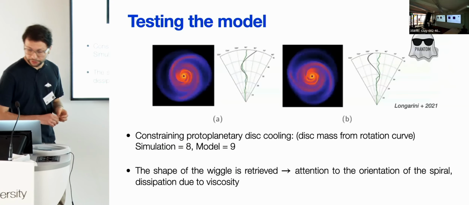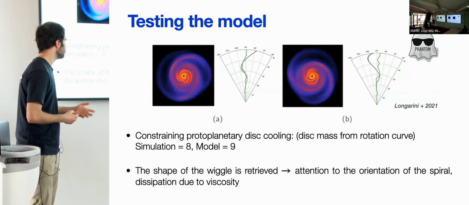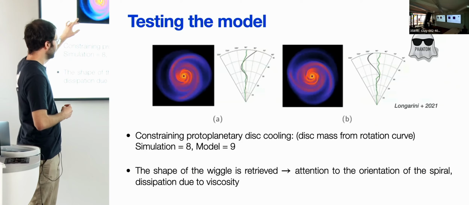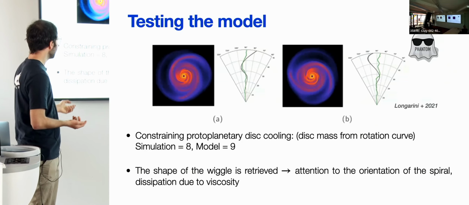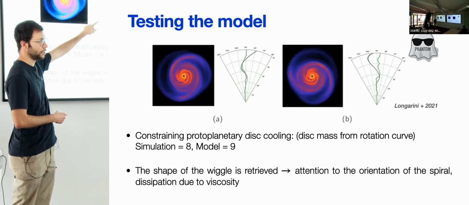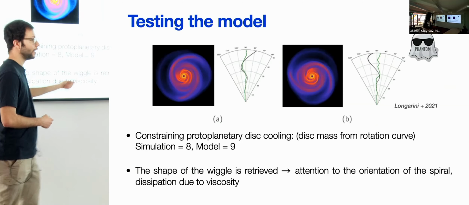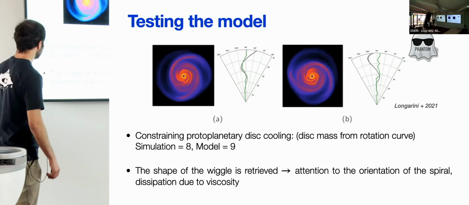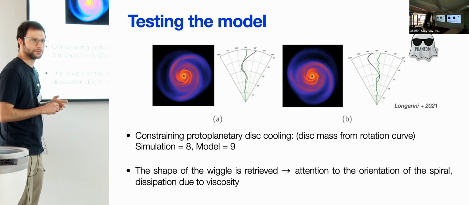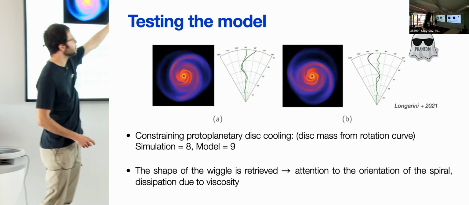And here in my work, I've also tried to apply the method I've explained to you before to obtain the cooling factor. So I took a GI simulation. I computed the disk mass from the rotation curve. And then I measured the wiggle. This is just from the hydrodynamical simulation, so no radiative transport effects. And so I computed the amplitude of the perturbation, and I tried to constrain the cooling. So the input parameter was beta equal 8, and I obtained beta equal 9, so that, I mean, it's quite good. But what we found is that the shape of the wiggle is well retrieved in this case.